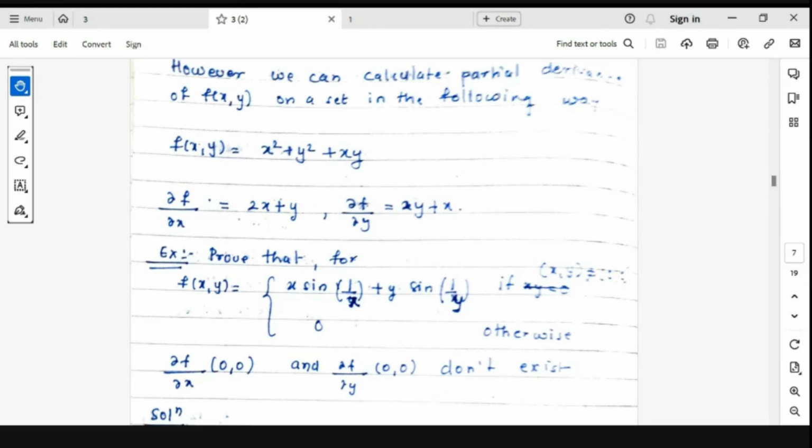Ma'am, the screen is not visible. It's stuck before itself. Oh, give me a minute. I will share it once again.